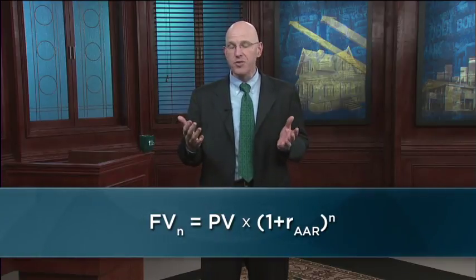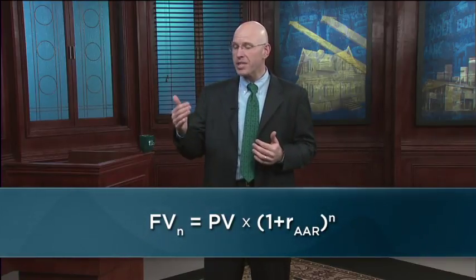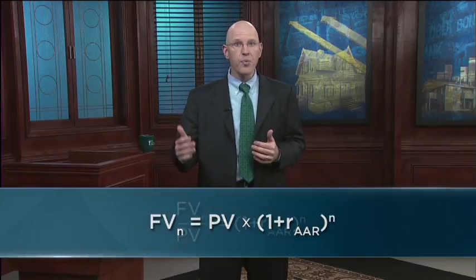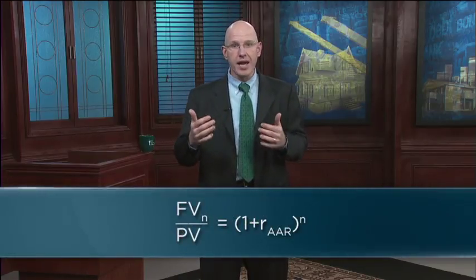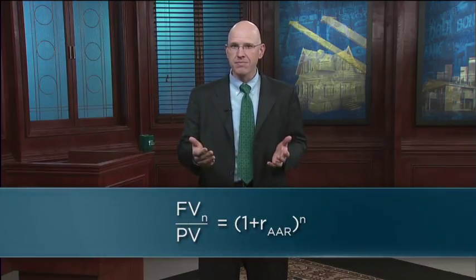Now, if we take that future value equation and divide both sides by PV, the present value, we get FV over PV equals 1 plus R sub AAR raised to the n. So what, you ask?